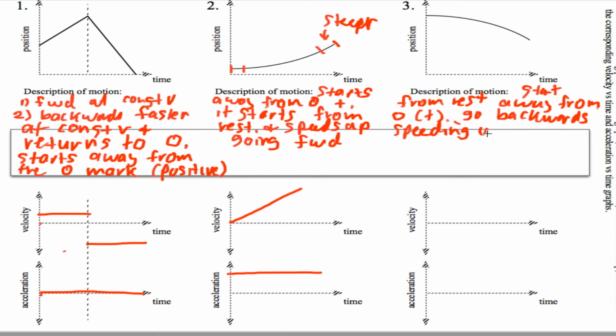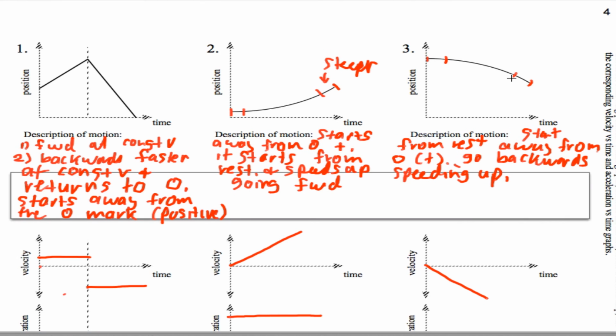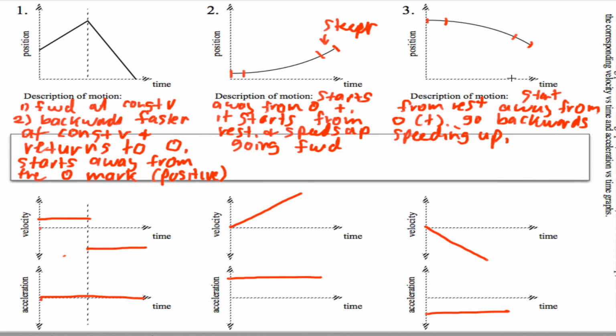And I know we're speeding up because if you notice, the slope is getting steeper and also more negative, so we're moving backwards. So the velocity graph is going to start from 0 and it's going to get more and more negative. And the acceleration, well, the acceleration is trying to pull this object backwards, so it's a negative acceleration. All right, that's the first 3 graphs, and I'm going to go ahead and do the last 3 graphs in the next video.